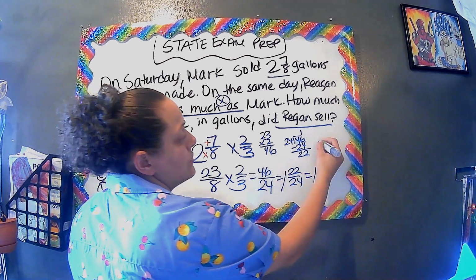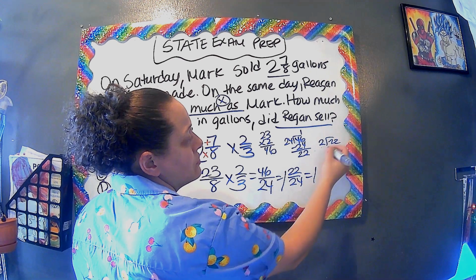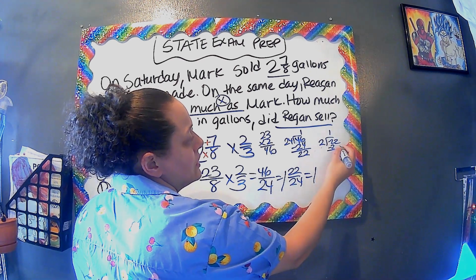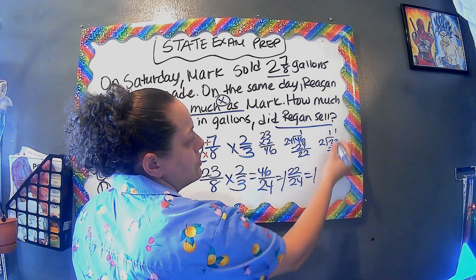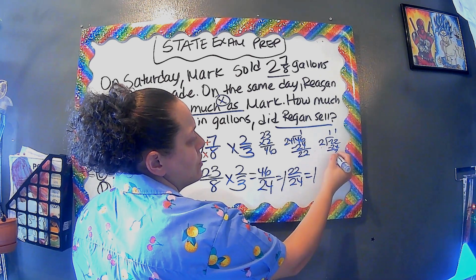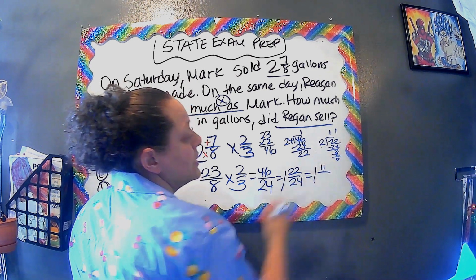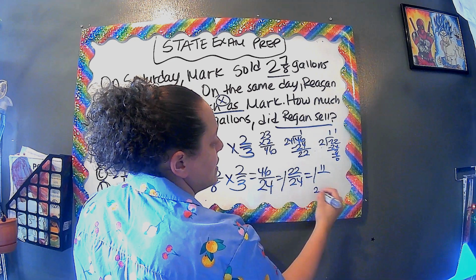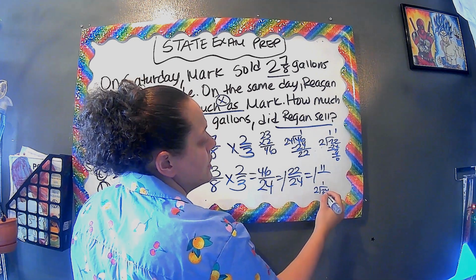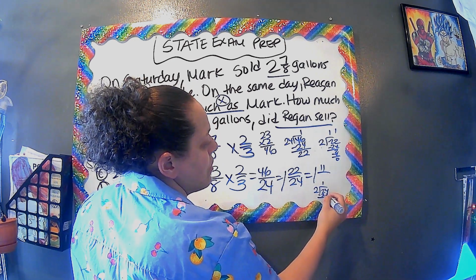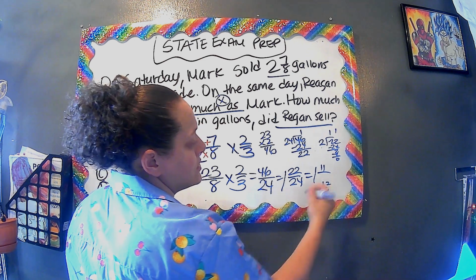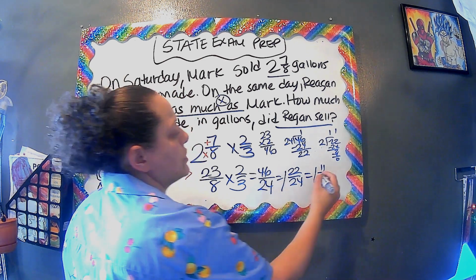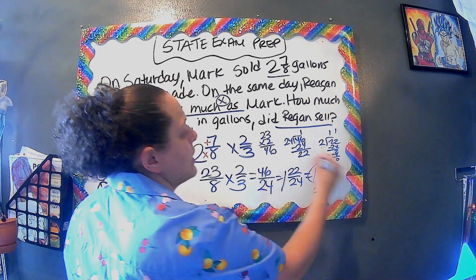So 22 divided by 2, well, 2 times 1 is 2, now we're left with 2, right? 1 times 2 is 2, boom, then 0. So we have 11, and then 24 is the same thing, 24 divided by 2, 2 times 1, we have now 4, 2 times 2 is 4, and now we're at 0. So now we are left with 1 and 11/12.